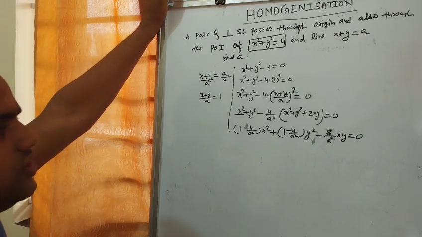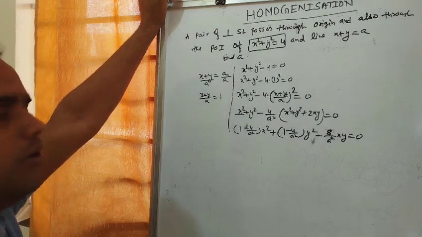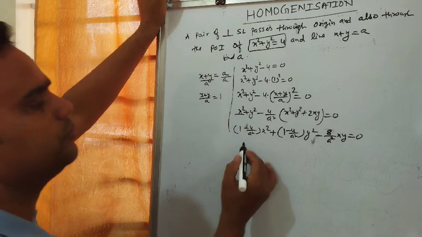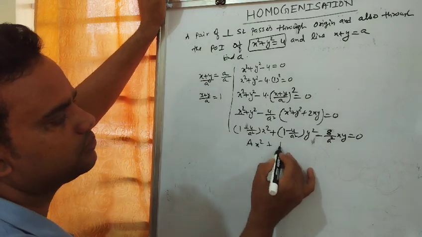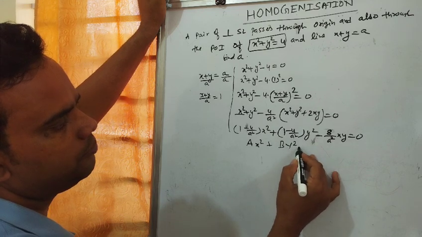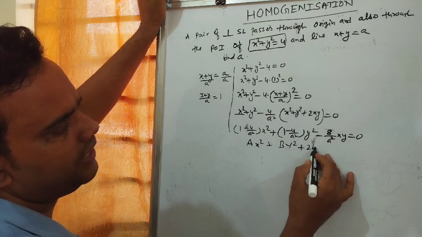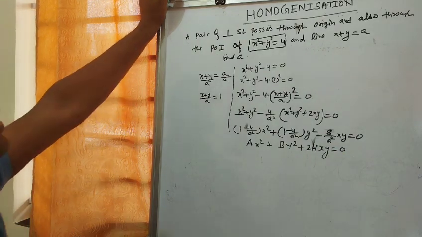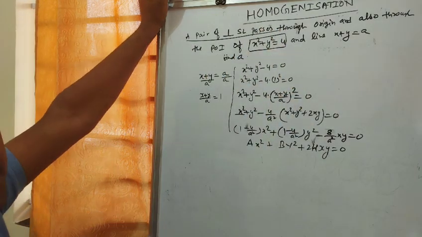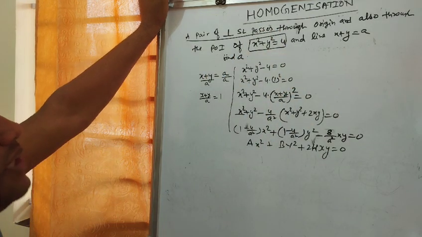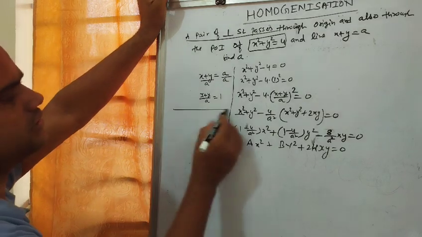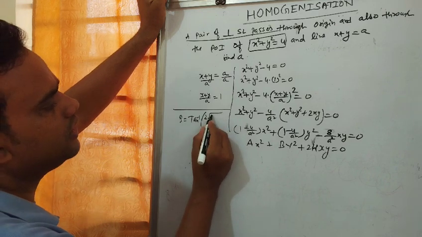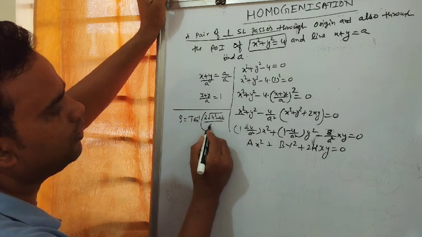Now these equations become the standard form of a homogeneous pair. This is a pair of straight lines in homogeneous form, because it is ax square plus by square plus 2hxy equals 0. So it becomes standard. What is it telling? A pair of perpendicular straight lines. What is the condition for perpendicular? We know that the angle theta equals tan inverse of 2 into root under h square minus ab by mod a plus b.